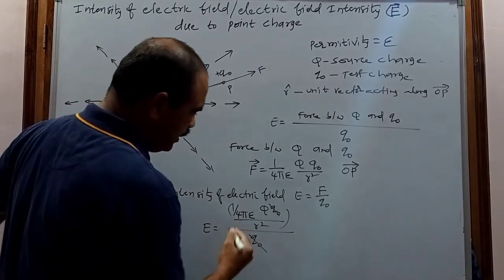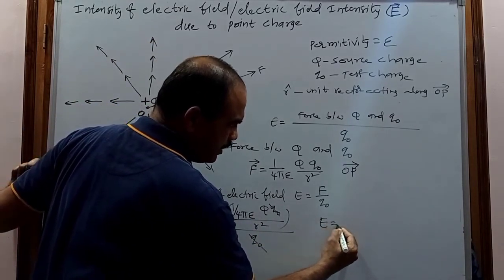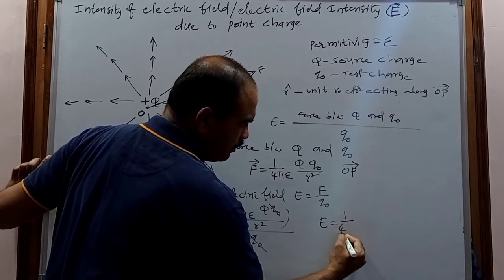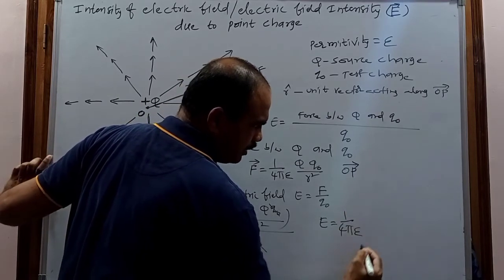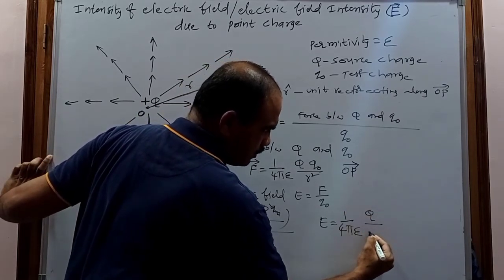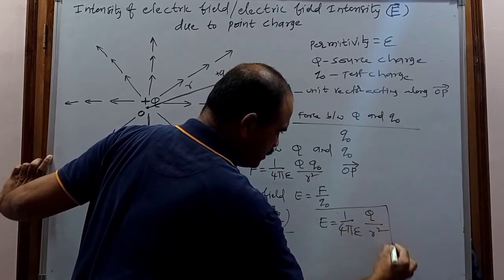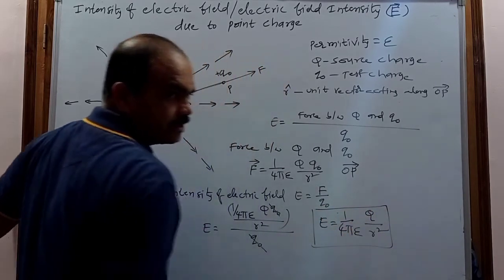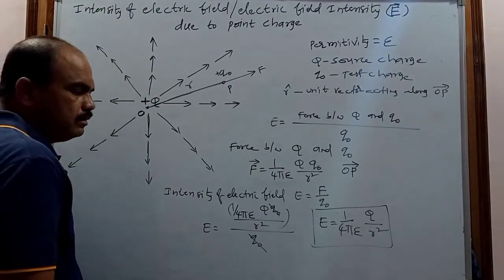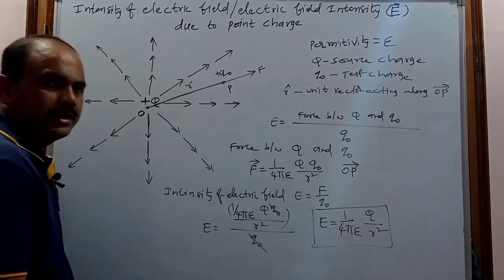So finally, what you get is the intensity of electric field, E equal to 1 by 4 pi epsilon, the source charge by the square of the distance between the test charge and source charge. So this is the formula for electric field intensity.